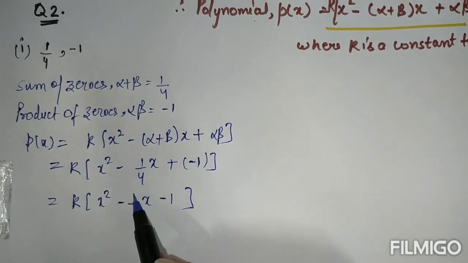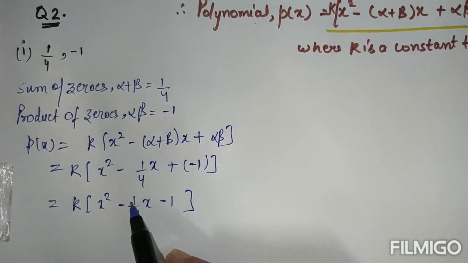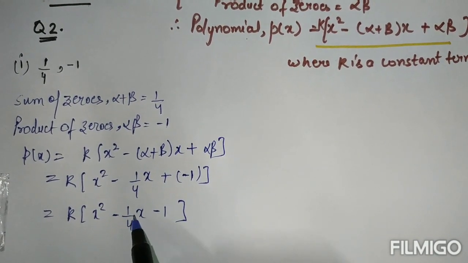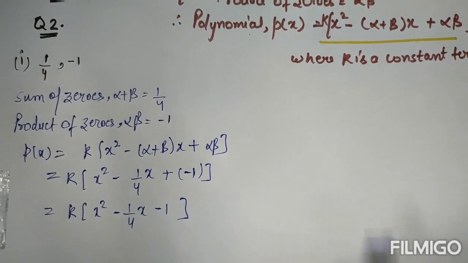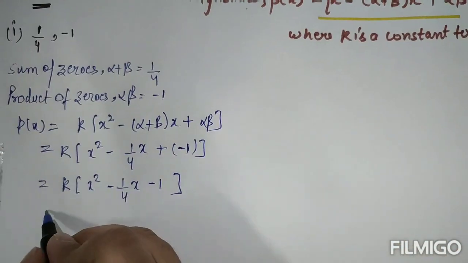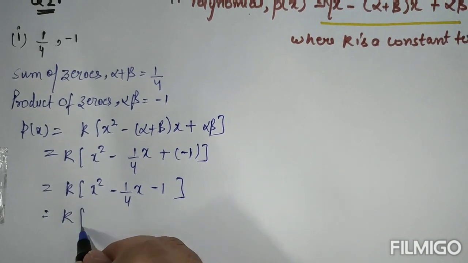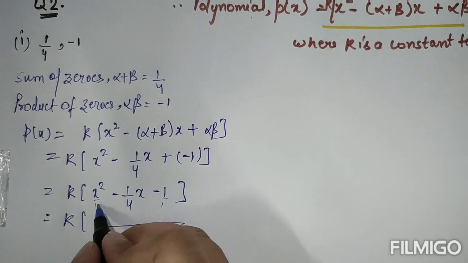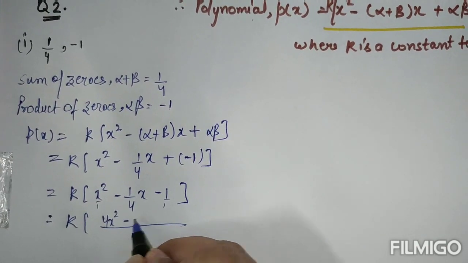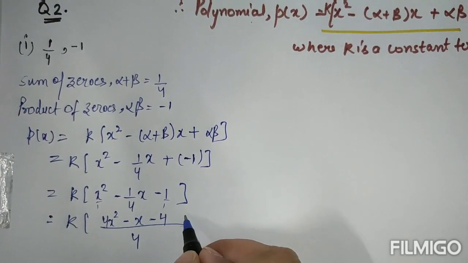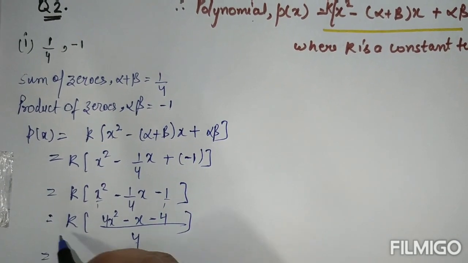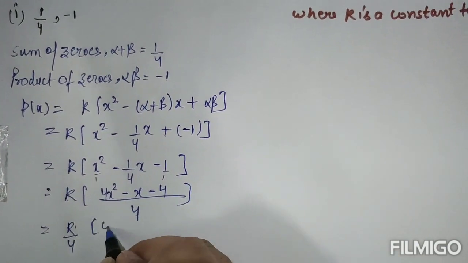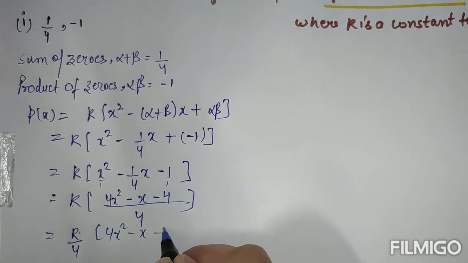Look, now here it is in fraction form. We don't have to write an equation or a polynomial in fraction form. So you have to take the LCM first. When we take the LCM, it will be 4. Here the denominator is 1, so it will be 4x square minus x minus 4. Clear? Now this is a constant term, this is a constant term. To write it together, k by 4 times 4x square minus x minus 4.